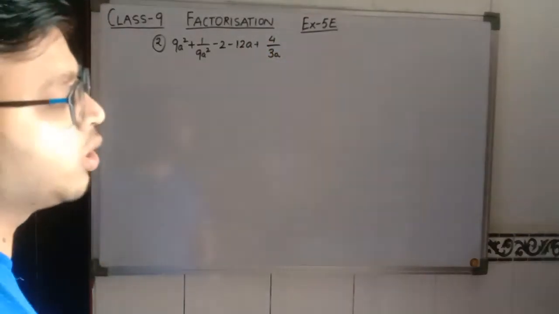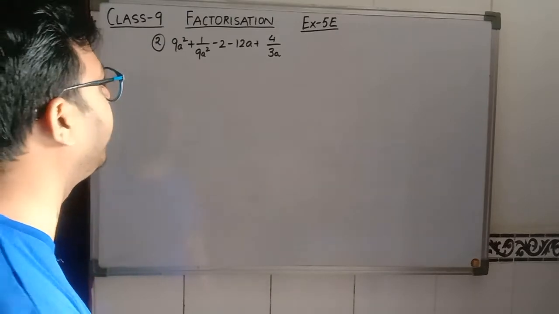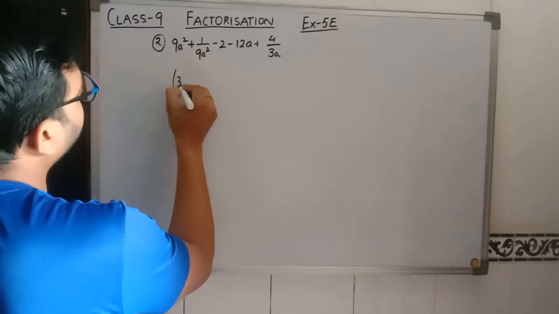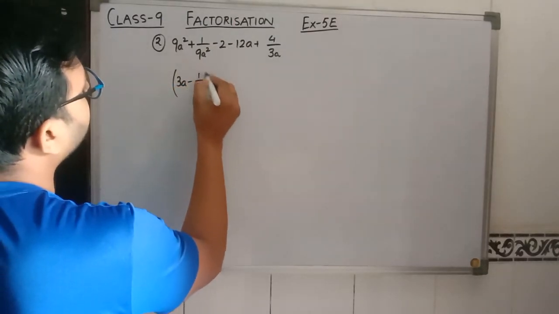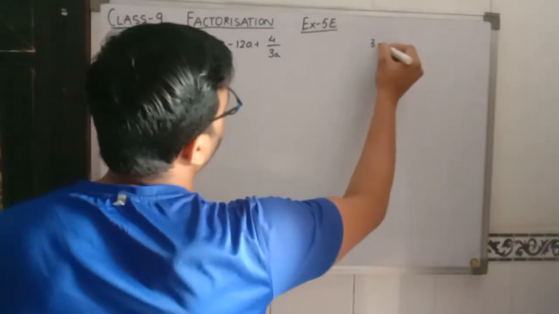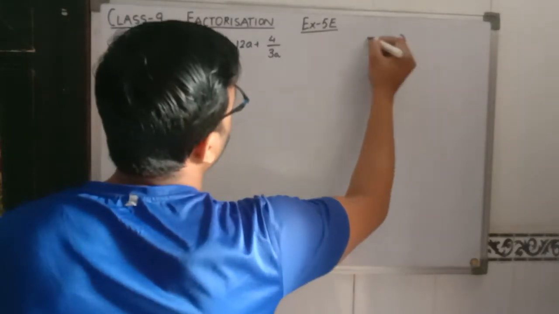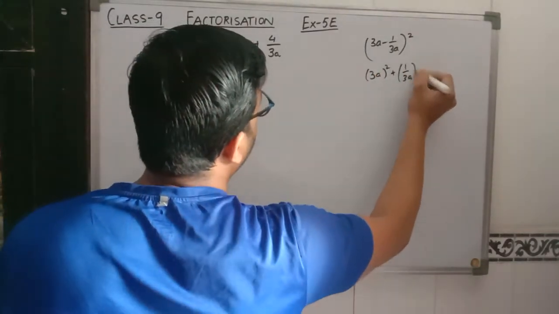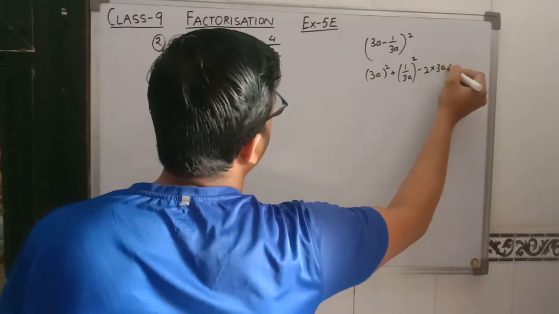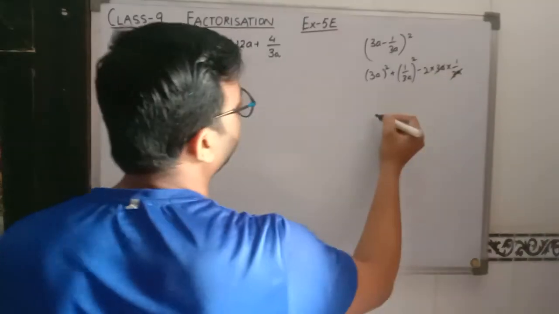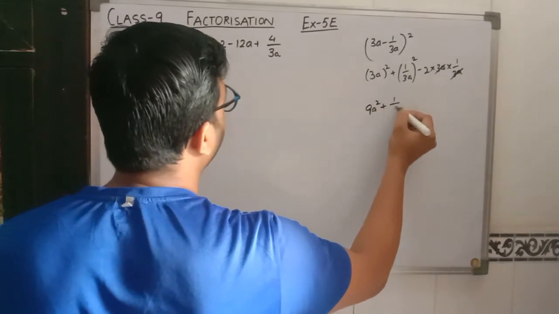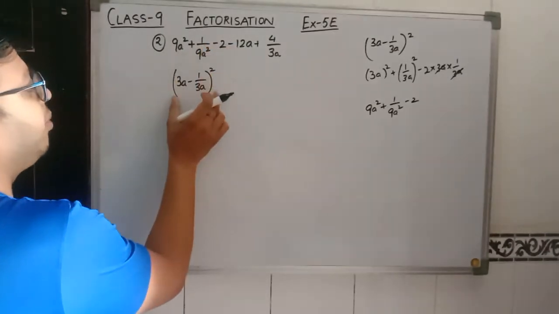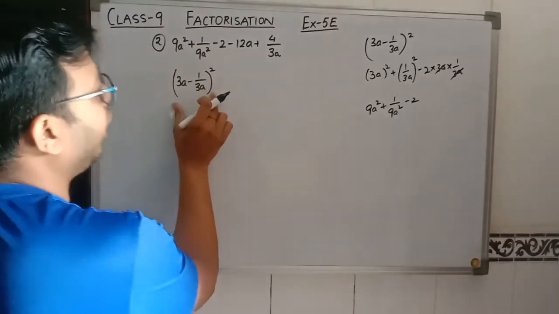Similarly, like in question number 1, first of all we have to find the identity. The first three terms are forming the identity of 3a minus 1 upon 3a to the whole square. Now you can make it clear from the rough work. You can open it by a square plus b square and minus 2ab. So when you open this, 3a will be cancelled with 3a. The answer will be 9a square plus 1 upon 9a square minus 2. So that is why these three terms can be written as 3a minus 1 upon 3a to the whole square.